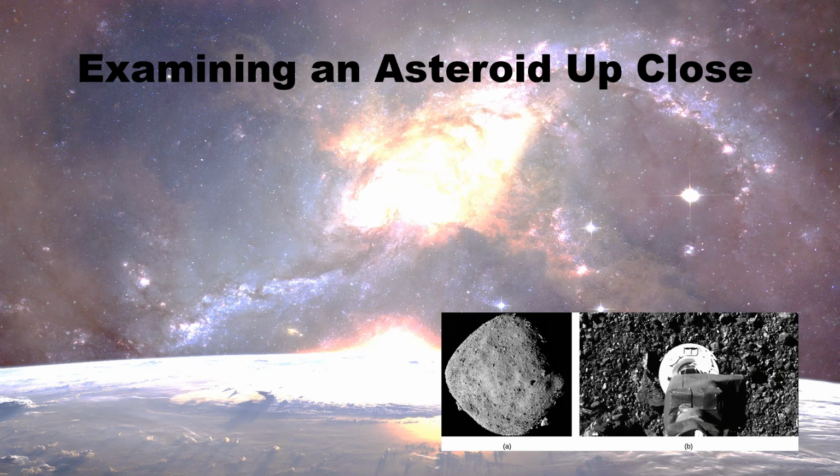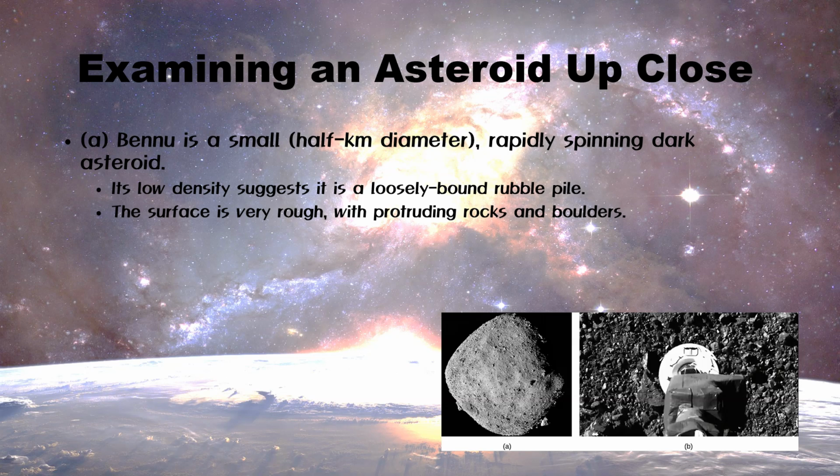Well, that's pretty cool, but how close can we get to an asteroid? Can we actually land on one? Well, this happened when we went and explored the asteroid Bennu, which is a small, half-kilometer diameter, rapidly spinning dark asteroid. The low density of Bennu suggested that it was a loosely bound rubble pile, just a pile of rocks pretty much held together by gravity. The surface of Bennu is very rough, with protruding rocks and boulders.